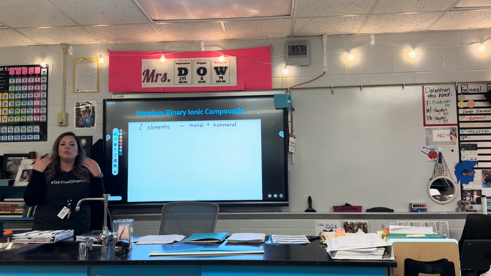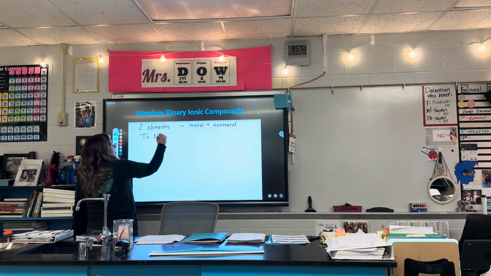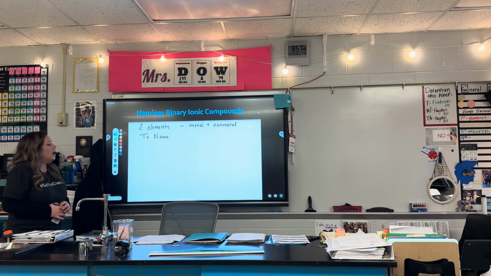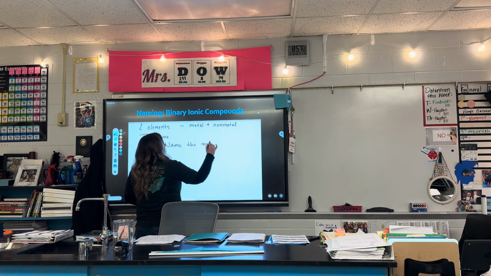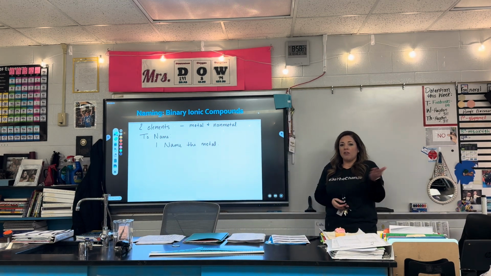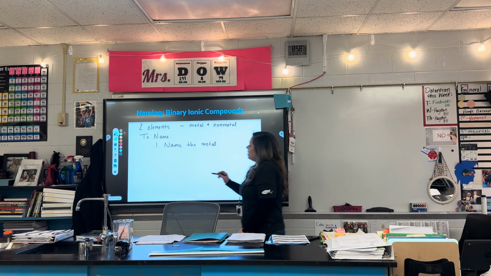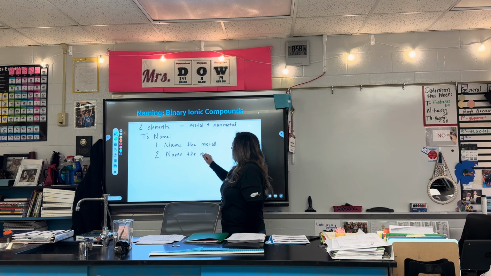So we're learning how to name it. Nomenclature. How to name these compounds. So number 1, we're going to name the metal. We don't ever change the metal's name. We just name it. And we know that when we have our formulas written out, which one always comes first in our formula? The metal or the non-metal? The metal. So we're just gonna name the first one, the metal. Just name it.